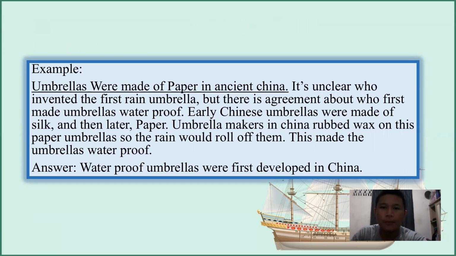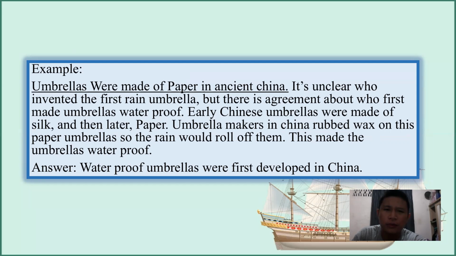Umbrellas were made of paper in ancient China. It's unclear who invented the first arranged umbrella, but there's agreement about who first made umbrellas waterproof. Early Chinese umbrellas were made of silk, and then later, paper. Umbrella makers in China rubbed wax on these paper umbrellas so the rain would roll off them. This made the umbrellas become waterproof.